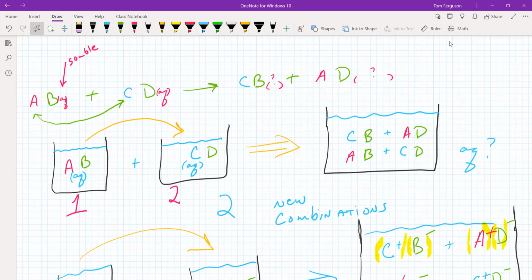Okay, it's like switching partners. You're playing a tennis match, a doubles tennis match, and then all of a sudden you switch partners. Okay, so you're switching one set, not both. Because if you switch both, you end up at the same place.